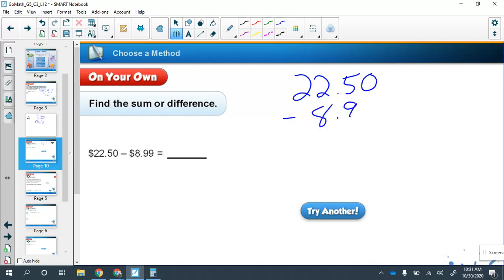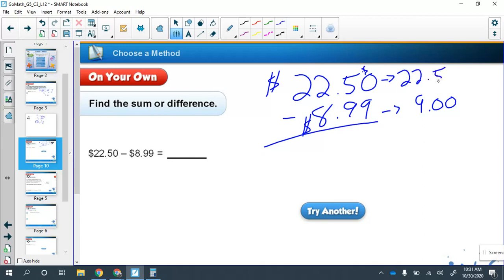So if we think about this problem, here we have $22.50 minus $8.99. Well, if I change this to 9 by just adding 1 penny, I can accommodate for that by adding 1 penny to this problem. So I would turn this into 22.51, because both of these numbers I added 1 to, I'm going to get the same answer.